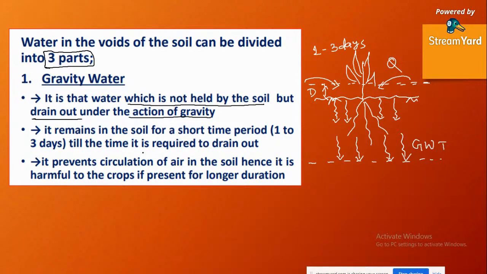Okay, so for how long will it remain in the soil? It remains for a very short period of time. Generally it is retained for 1 to 3 days. If it is retained for a longer period of time, then what will happen? It prevents circulation of the air in the soil, and it is harmful to the crops if present for a longer duration. Okay, so we do not want the gravitational water to be retained for a longer period of time.